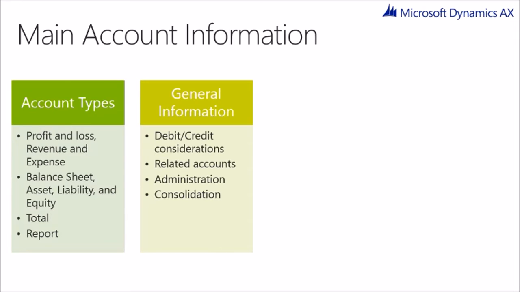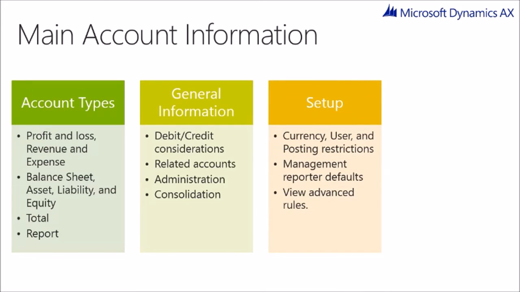The administration field group includes fields that allow you to control the conditions under which the account can be used, and you can link the account to another account for consolidation purposes. The Setup tab on the Main Accounts form allows you to configure validation to limit or prevent posting with certain information. Validation exists for the currency, user ID, and posting types.